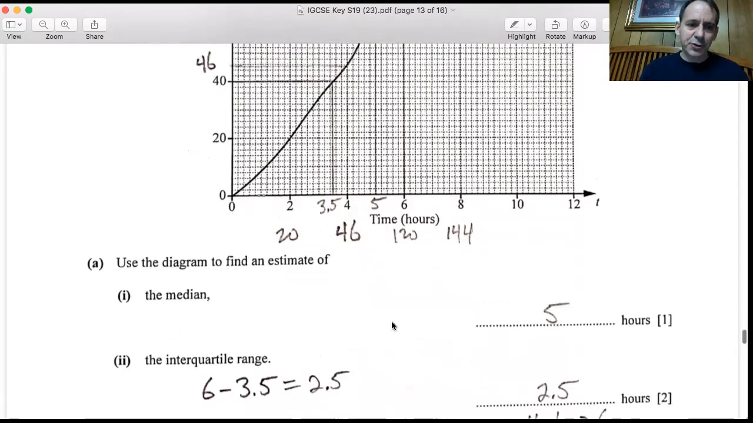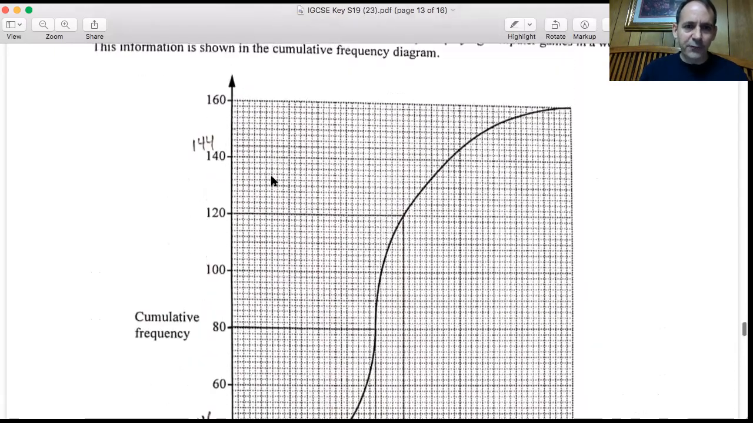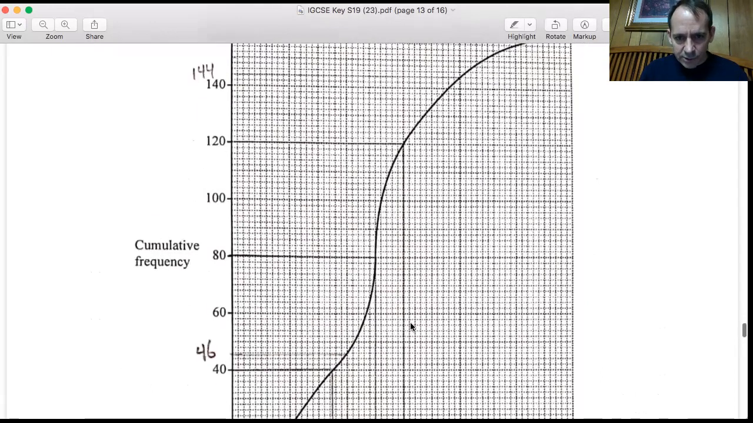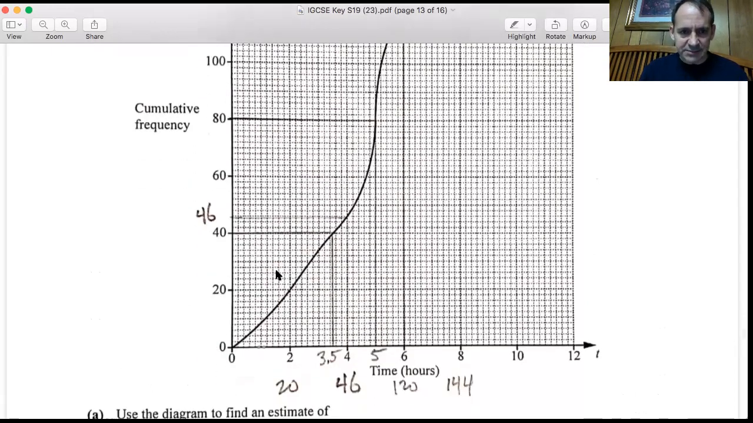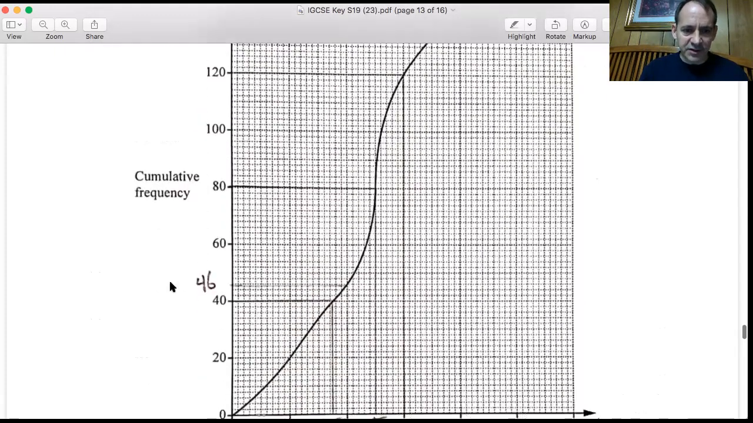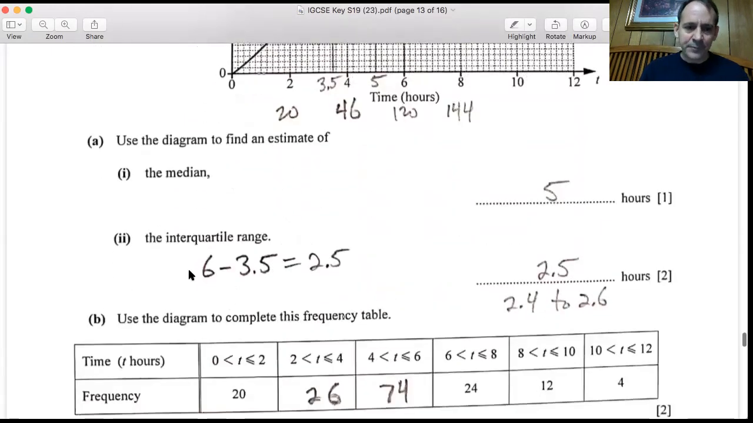Then find the interquartile range. So 75% or 3/4 of 160 is 120. Follow it over and down. That gives you 6. And then 25% or 1/4 of 160 is 40. So follow 40 over and down. That gives you 3.5. 6 minus 3.5 is 2.5. They allow you a little window between 2.4 to 2.6.